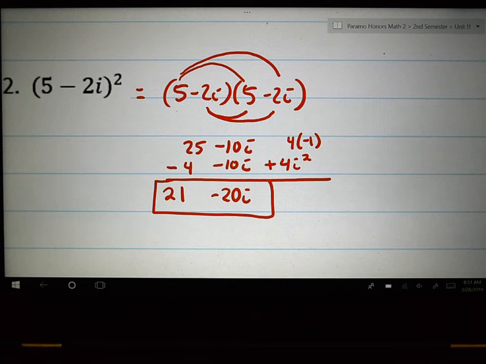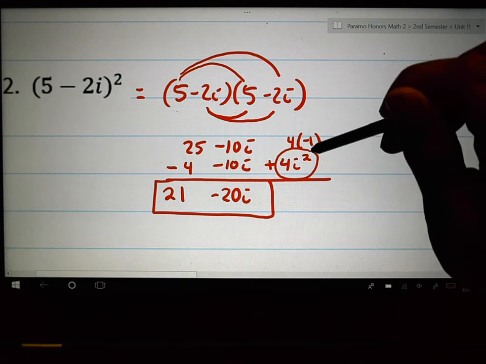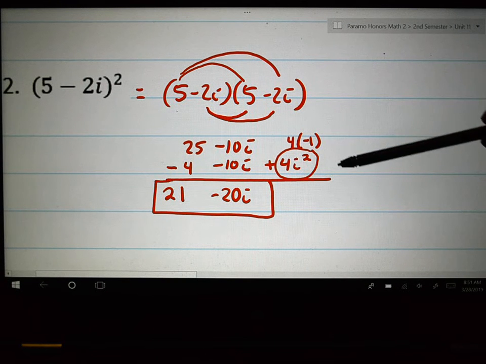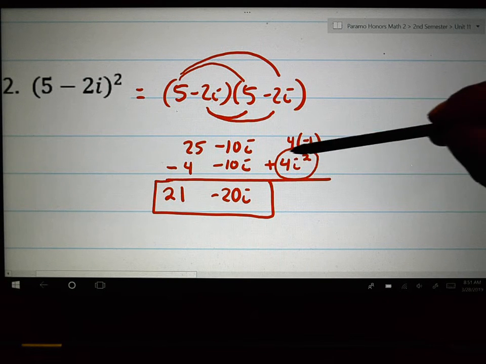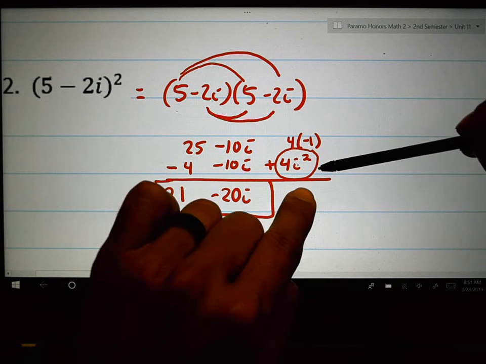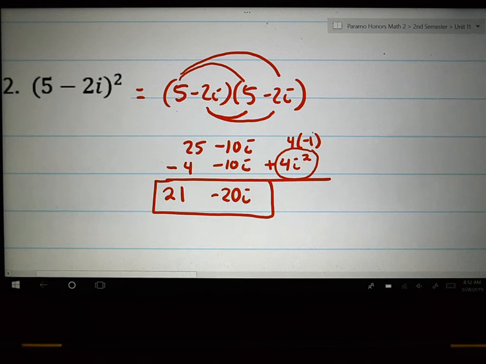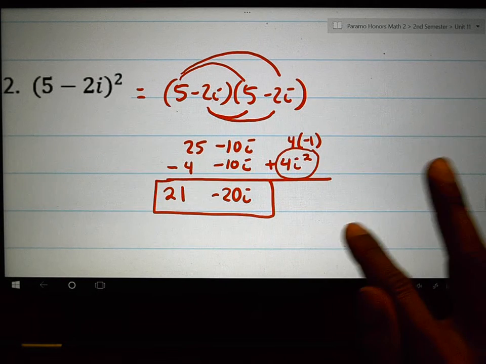My word of caution to you is this right here is where some students forget. 4i squared just changes the sign of it and turns it from an imaginary component into a real component. Not too difficult though once you realize it, okay?